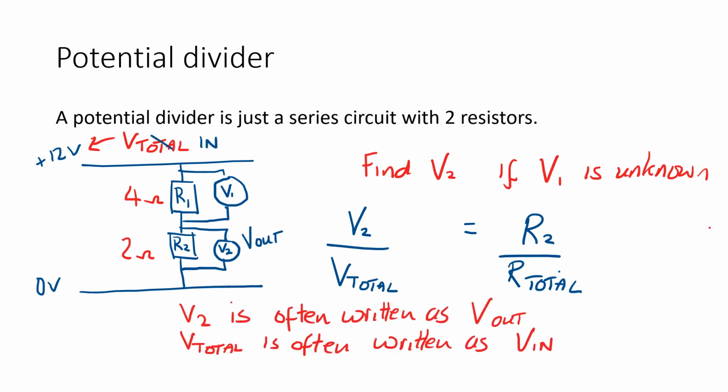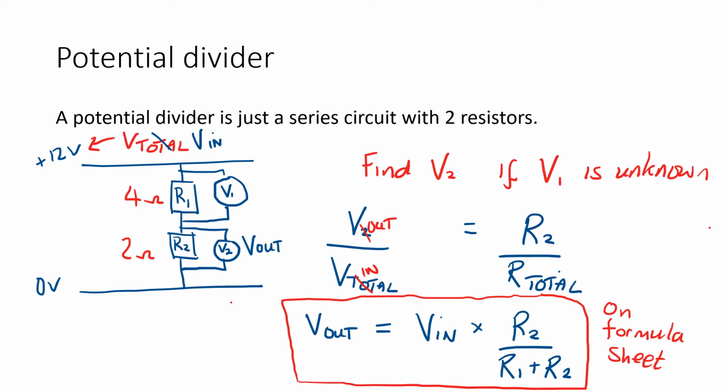In potential divider questions, V2 is often written as V out because it's an output which is going to be turning something on. V total is often written as V in. And so we arrive at the equation that's on the formula sheet, which is V out equals V in times R2 divided by R1 plus R2. And you can see how that comes from the relationship we were just talking about, just expressed in terms of V out and V in. And this one is on the formula sheet.